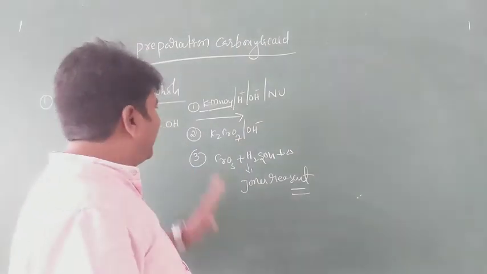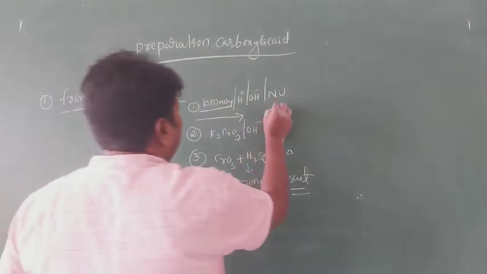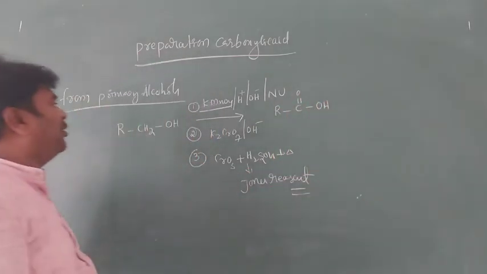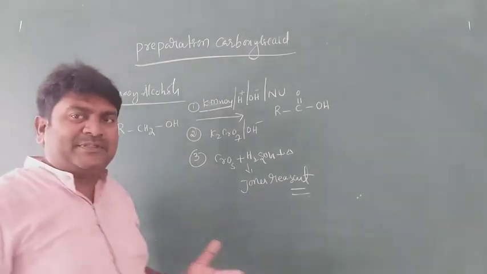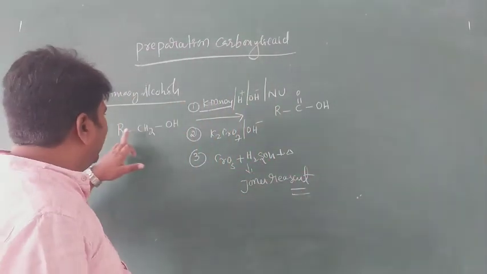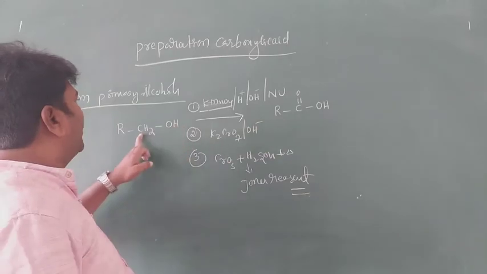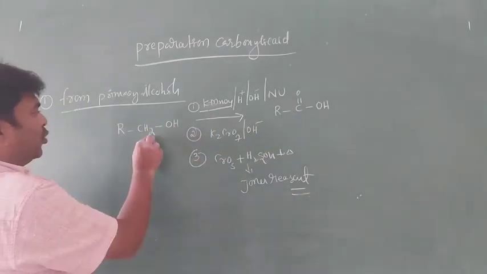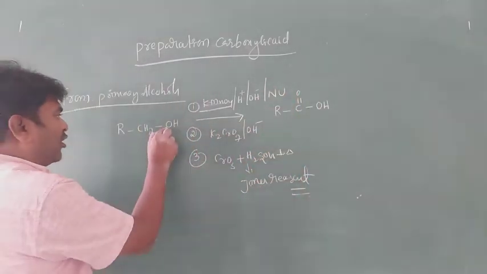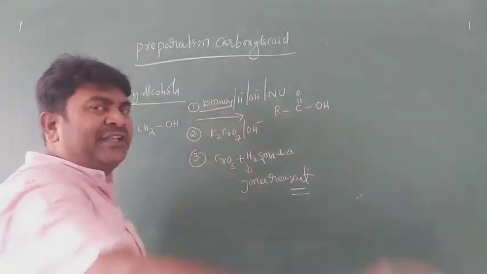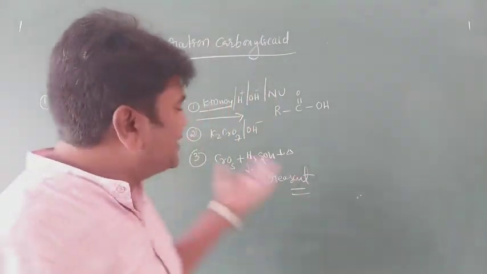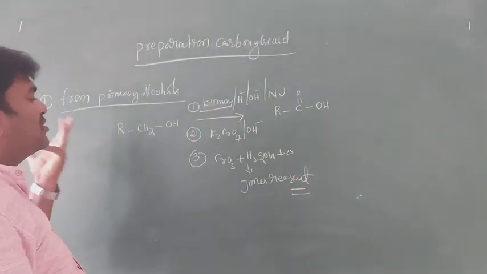In presence of Jones reagent, you will get R, C double bond O and OH. You have to verify it simply. I told you many times, oxidation is addition of oxygen and removal of hydrogens. Here R and R, one carbon is there. Here 2 hydrogens, here 1 hydrogen, total 3 hydrogens, and here only 1 hydrogen. Here 1 oxygen, there 2 oxygens are there. What did you observe here? Addition of oxygen takes place or removal of hydrogen takes place. This is an example of an oxidation reaction.